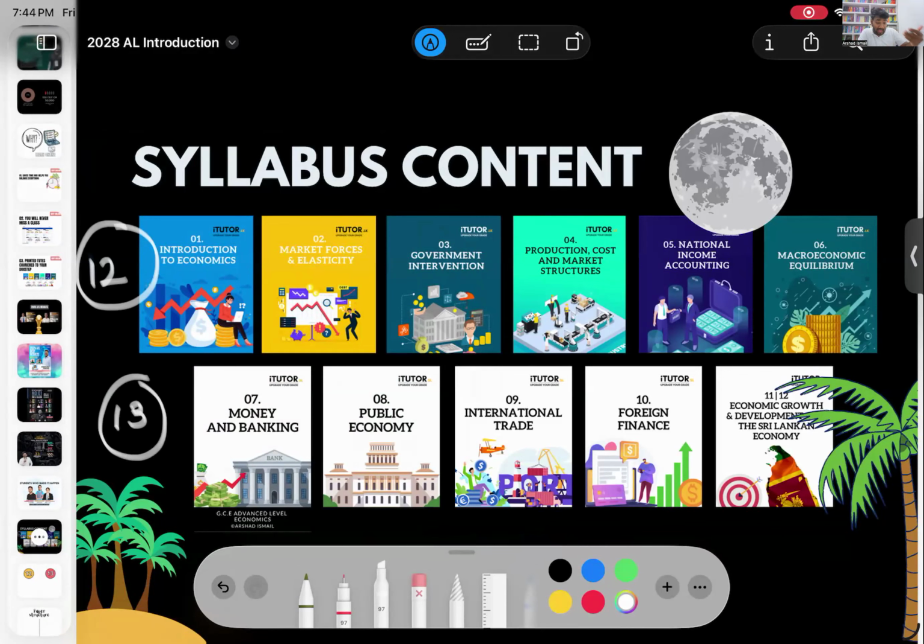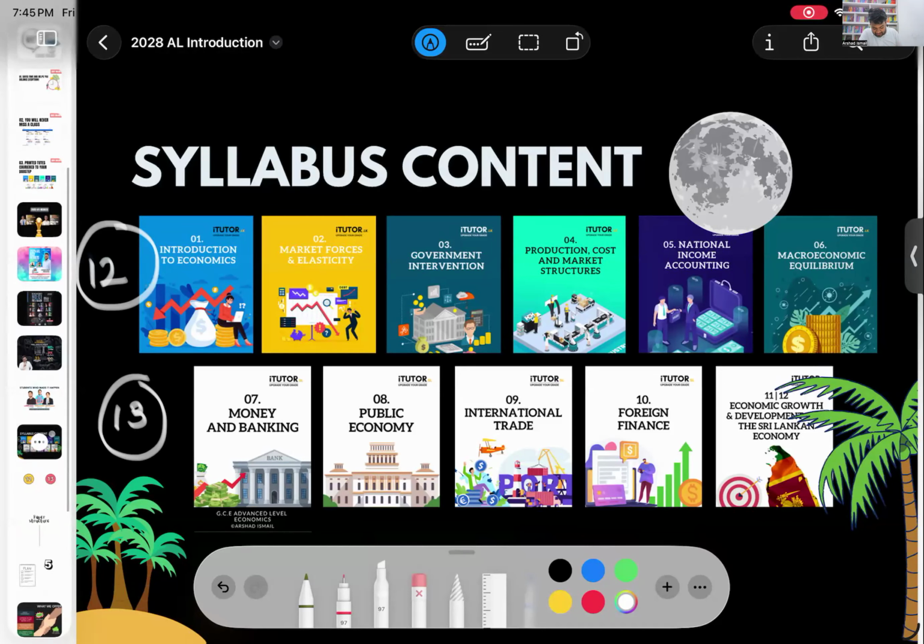So I'll tell you my plan as well, what I have for you and how we will cover the syllabus, all of that. But that's the broad breakdown of how the units are. So unit number 1 to 6 is grade 12, and 7 to 12 is grade 13. So 12 and 13, that is fine.